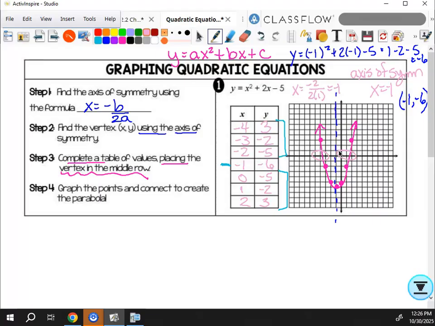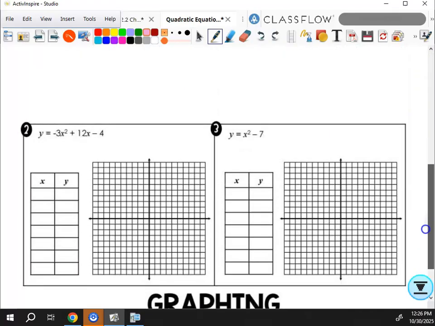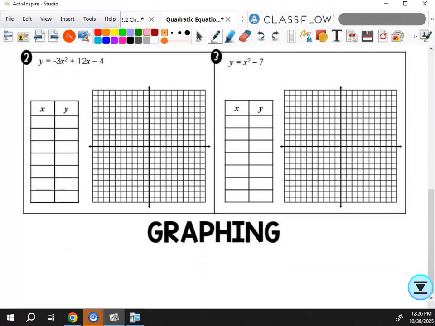Okay, everybody good so far? Any questions? All right, let's look at this next one. Is this one going to open up or down? Down, okay. So we're going to do the axis of symmetry.